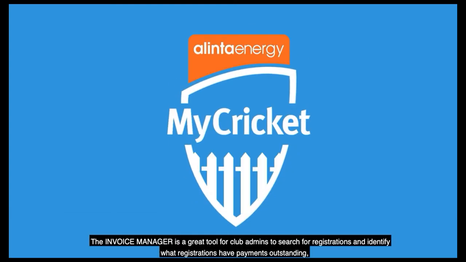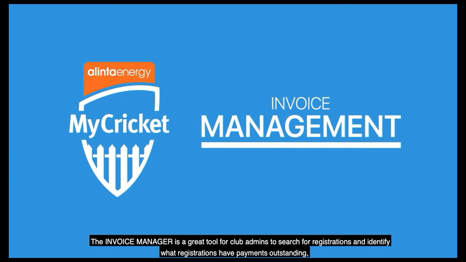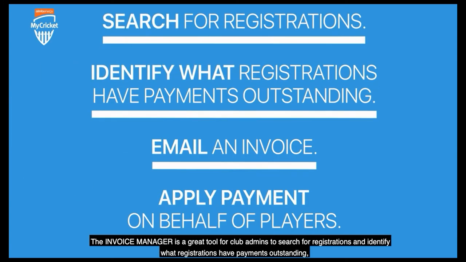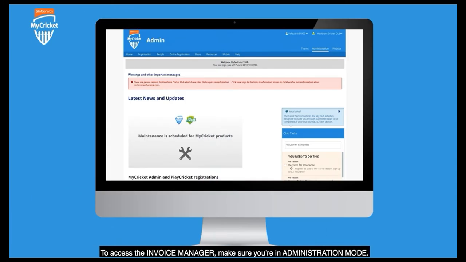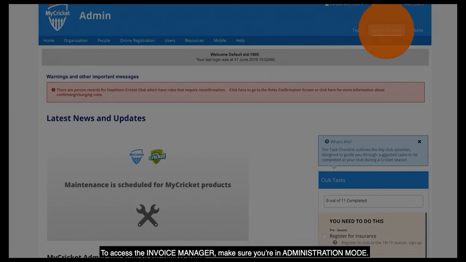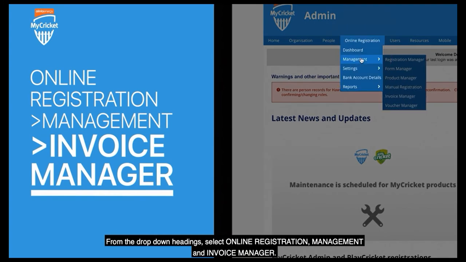The Invoice Manager is a great tool for club admins to search for registrations and identify what registrations have payments outstanding, email an invoice, and apply for payment on behalf of players. To access the Invoice Manager, select Administration Mode. From the drop-down headings, select Online Registration, Management, and Invoice Manager.